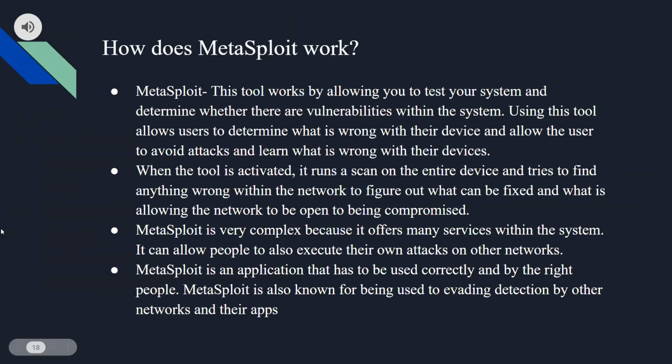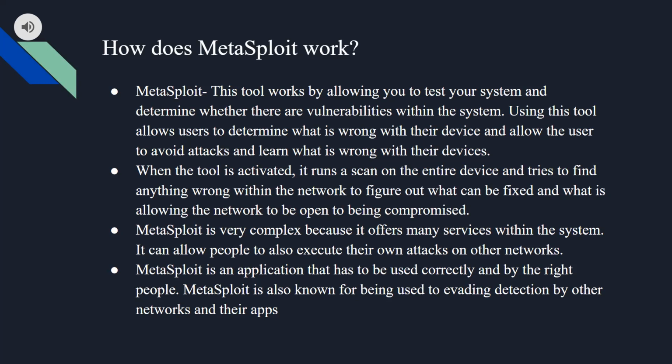How does Metasploit work? Metasploit works by allowing you to test your system and determine whether there are vulnerabilities within it. Using Metasploit, users are able to determine what is wrong with their device and identify where attacks may be coming from. When using the tool, Metasploit runs a scan on the entire device and tries to find anything wrong within the device and its network, to figure out what can be fixed and what is leaving the network open to being compromised.